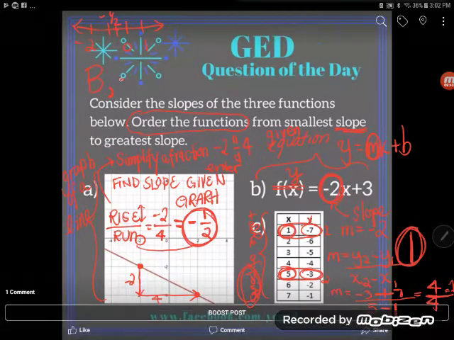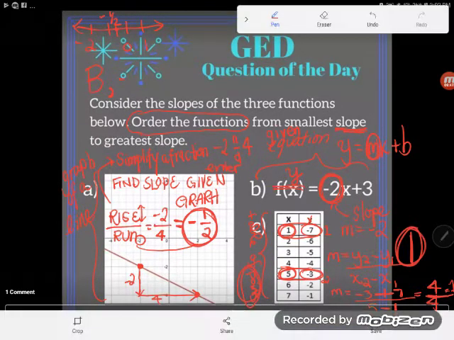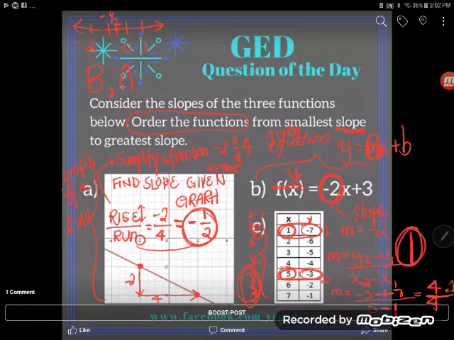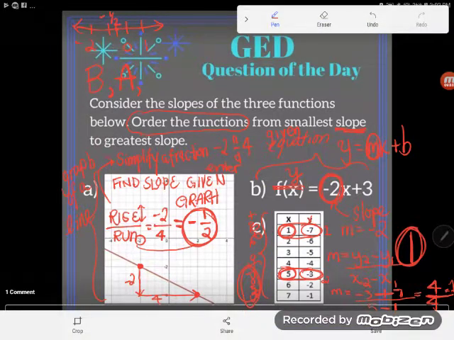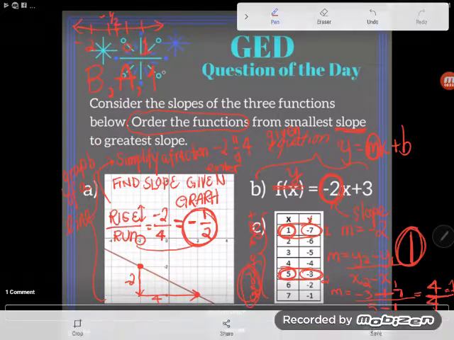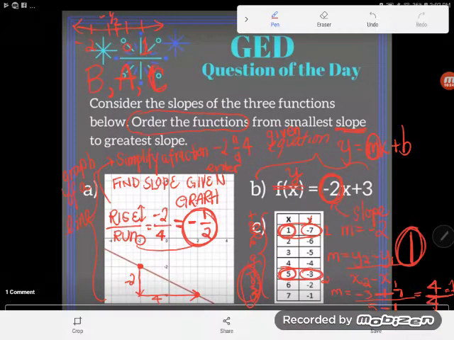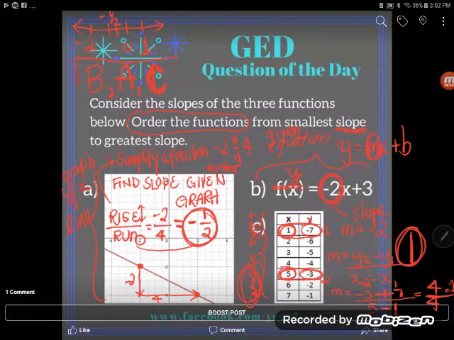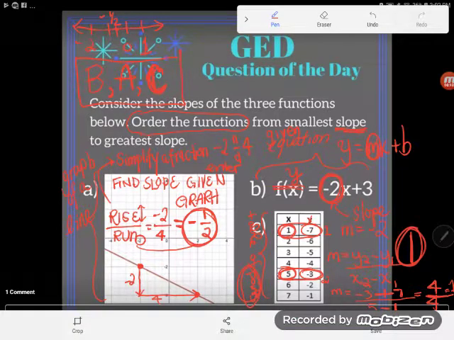Next smallest would be -1/2. With -1/2, I'm still in debt, but I'm not in debt by as much. And so the next function, if I went from smallest slope to largest slope, would be A. And then finally, that positive one. Positive numbers are always larger than negative numbers. So my third function, the table, C, has the greatest slope. So the correct answer to this very complex GED style problem is B, A, C.